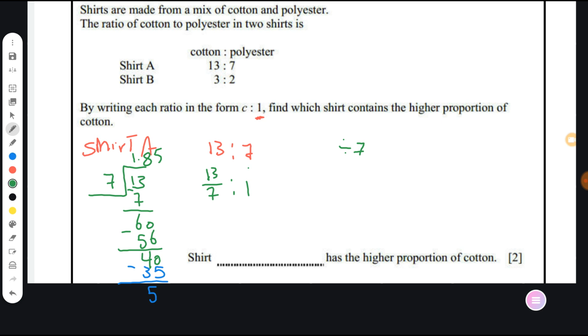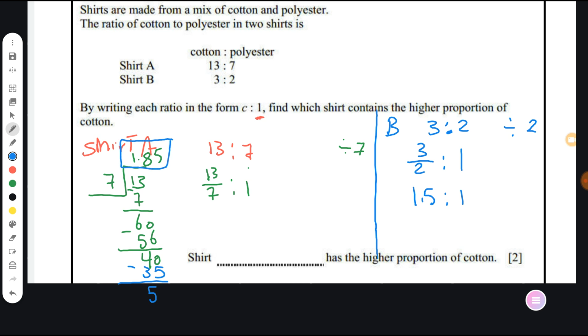Okay, let's do the same for the second, which is shirt B. 3:2. We will divide both sides by 2, to make the second term 1. So the first term will be 3/2, the second term will be 1. 3/2, obviously, is 1.5 to 1. Which shirt has more? Actually, shirt A has more cotton than shirt B.